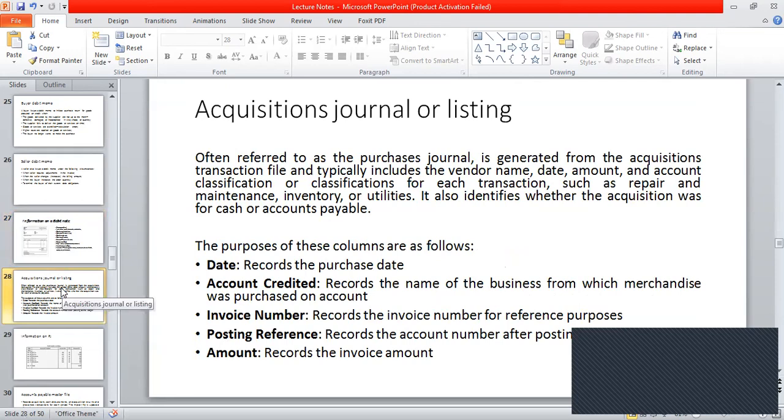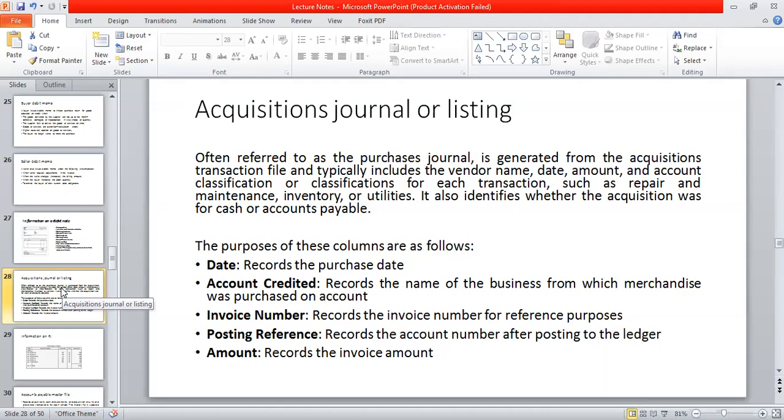Another manual document is the acquisition journal or acquisition listing. It can also be referred to as a purchase journal. It is generated from the acquisition transaction file and typically includes the vendor name, date, amount, and account classification or classifications for each transaction, such as repairs and maintenance, inventory, or utilities. It also identifies whether the acquisition was for cash or accounts payable.